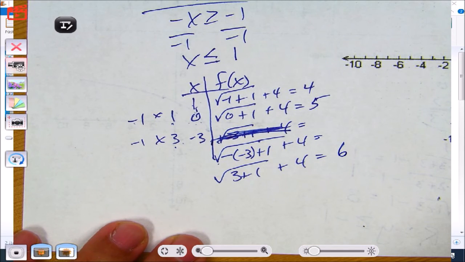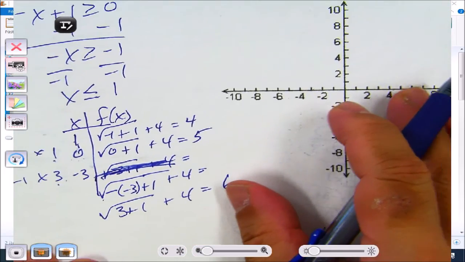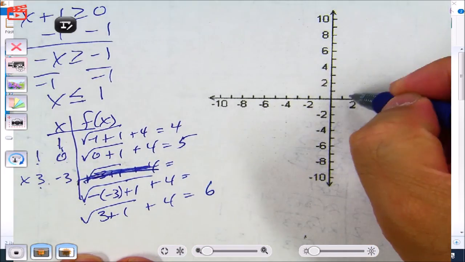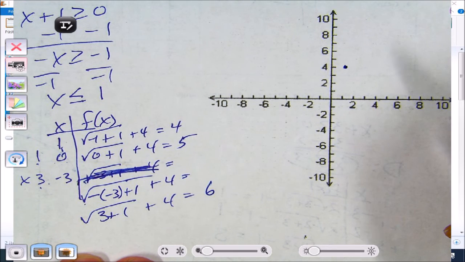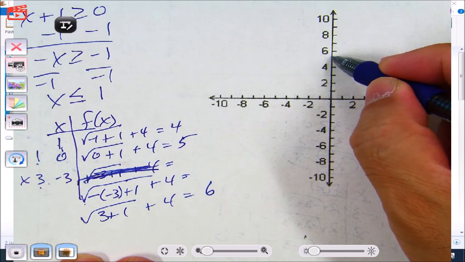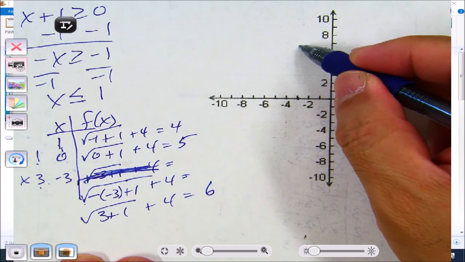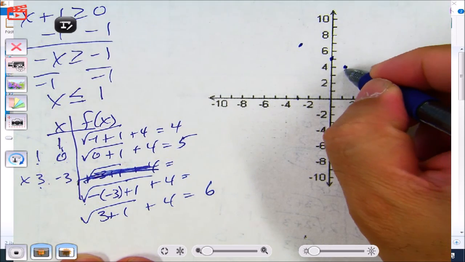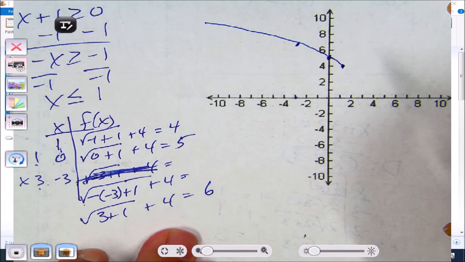Right, so that's 6. So plot 1, 4. 1, 4 is up here. And negative 3, 6. 0, 5, and then negative 3, 6. So you get an answer that looks like this. Okay, that one's pretty bad.